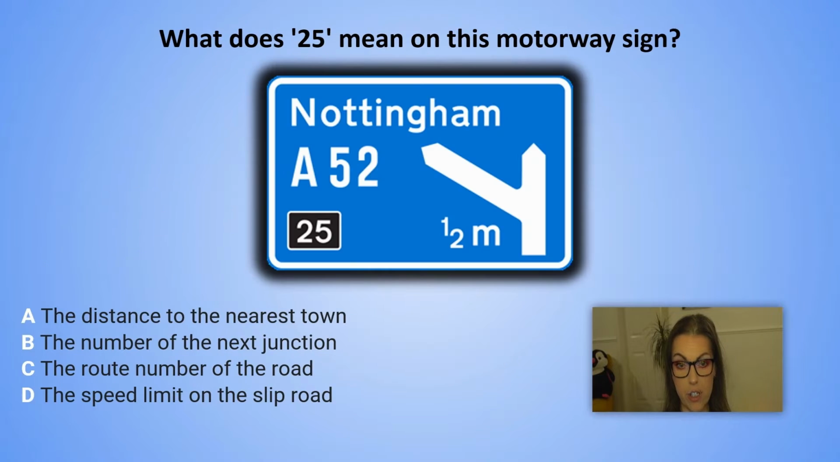Next question. What does 25 mean on this motorway sign? A. The distance to the nearest town. B. The number of the next junction. C. The route number of the road. Or D. The speed limit on the slip road.